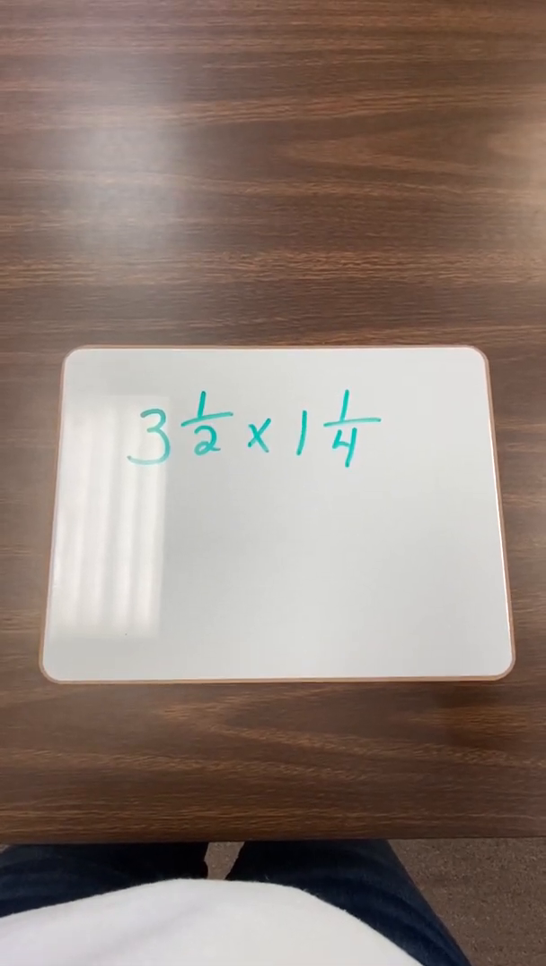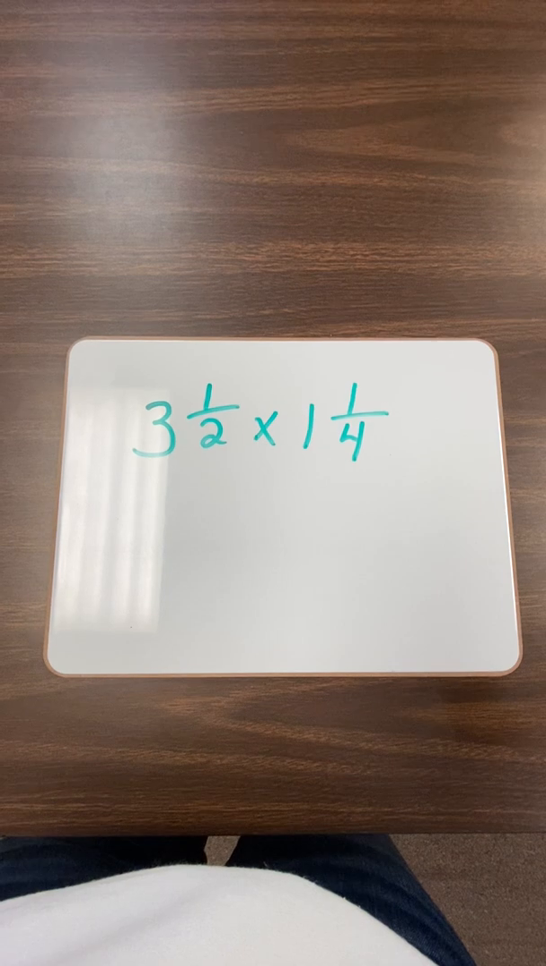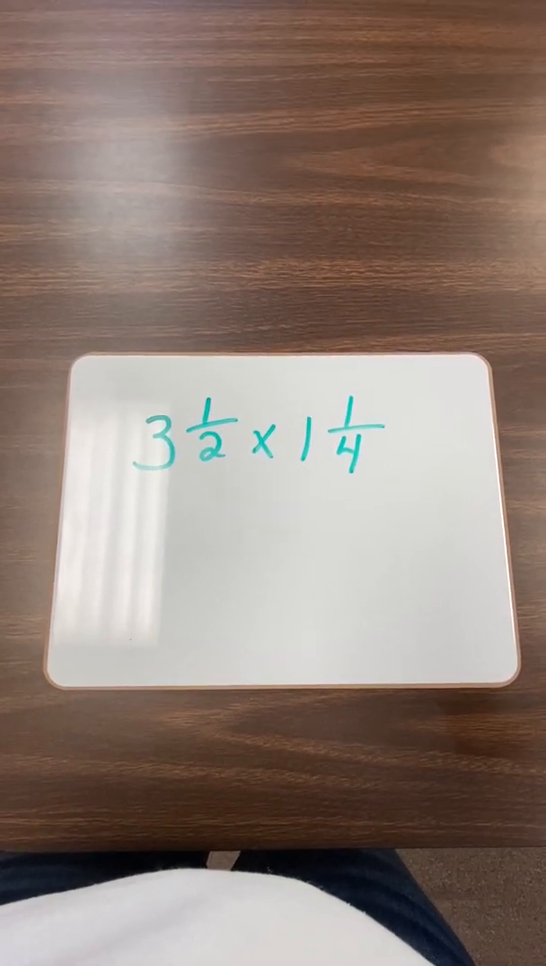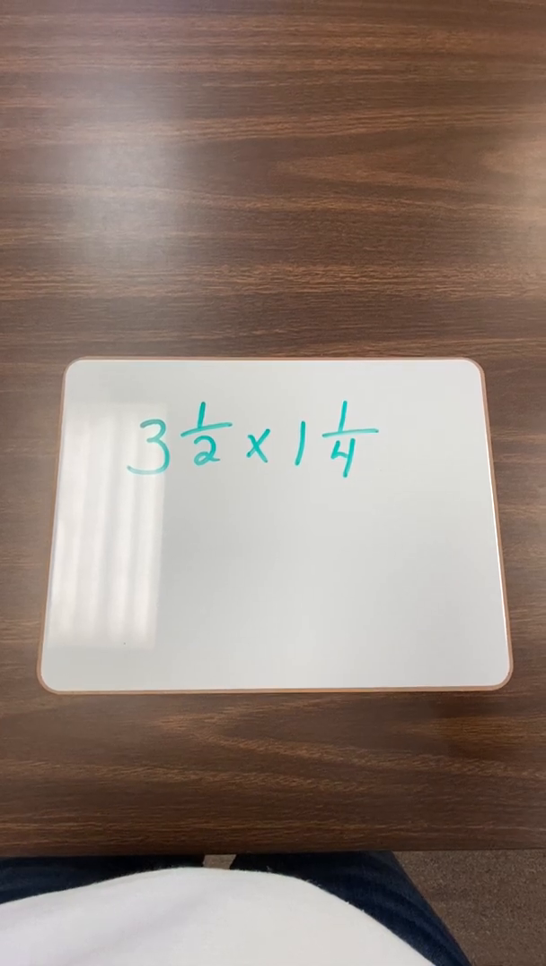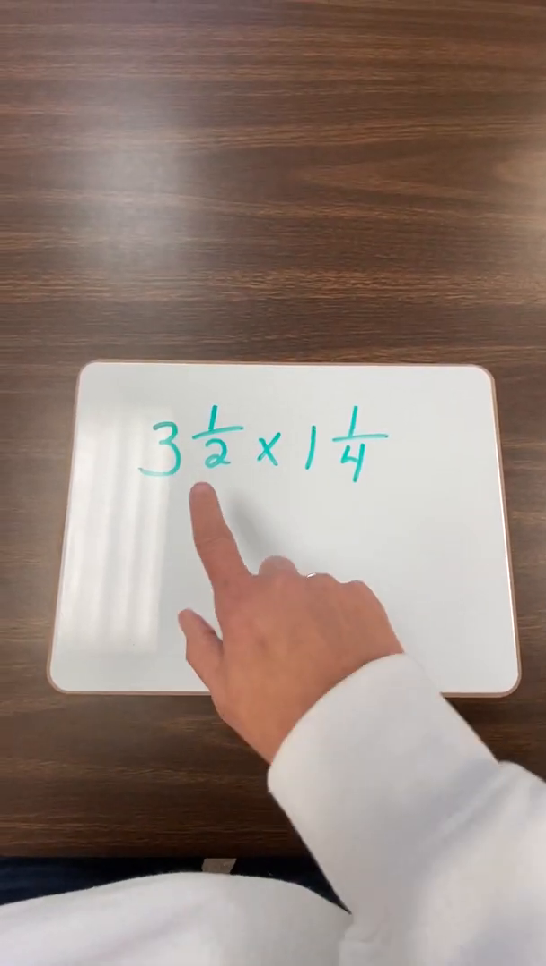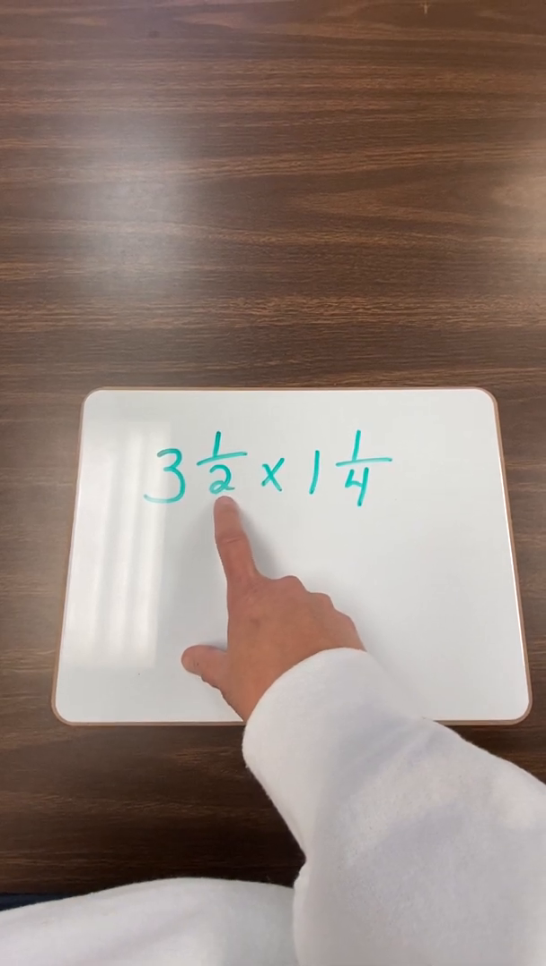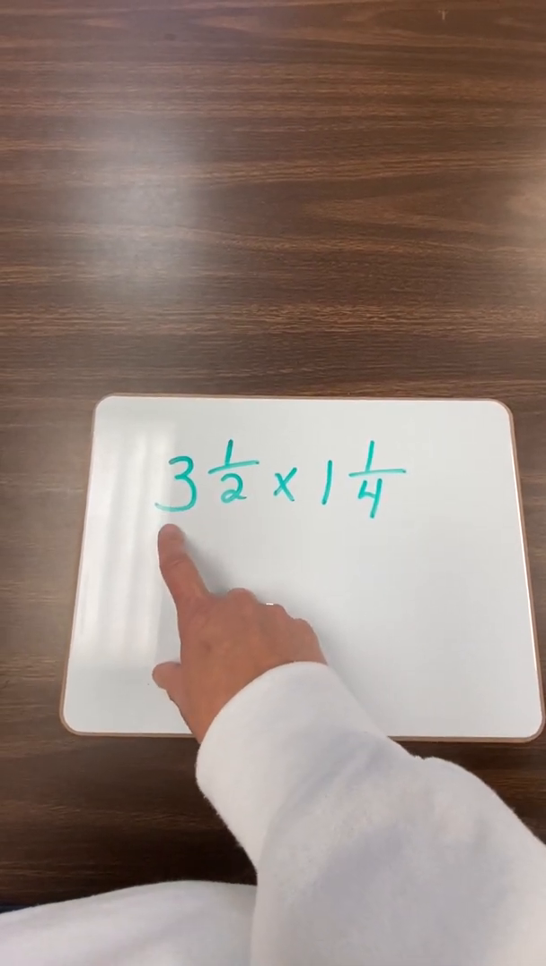Okay, this week we've been multiplying fractions. Today we are going to focus on multiplying mixed numbers. And before you can multiply mixed numbers, you have to turn the mixed number into an improper fraction. So to do that, we multiply the denominator by the whole number.